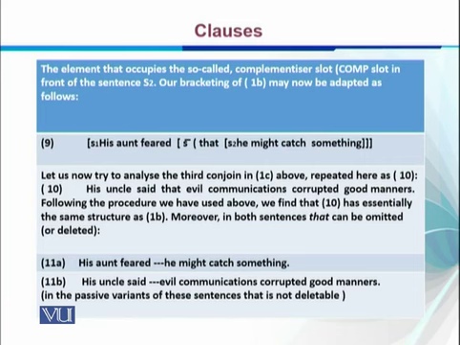In the passive variant of these sentences, that is not deletable. If we make the passive sentence of these, we cannot delete that. However, generally it can be deleted, and in grammatical language we say here it is a 0. Instead of saying he said that he would come, we say he said he would come, and we consider that as employed, and we have a term 0 for it.